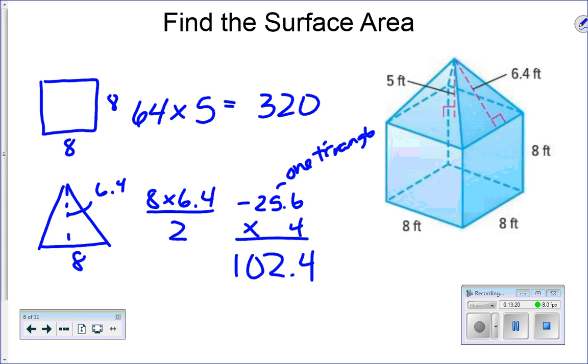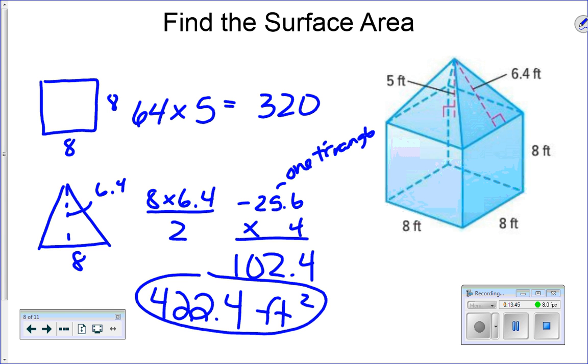This one's way easier. I really have to think on this one. Okay, now I'm going to add them together. So, 420.4. Is that right? Let me make sure. 420.4, you guys. Feet squared. That was easier. Who knew? That one was way easier.